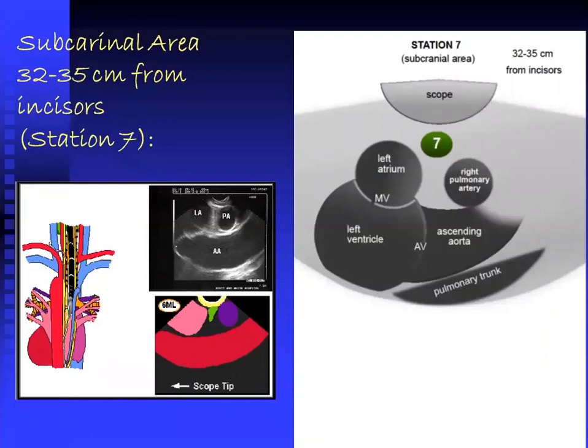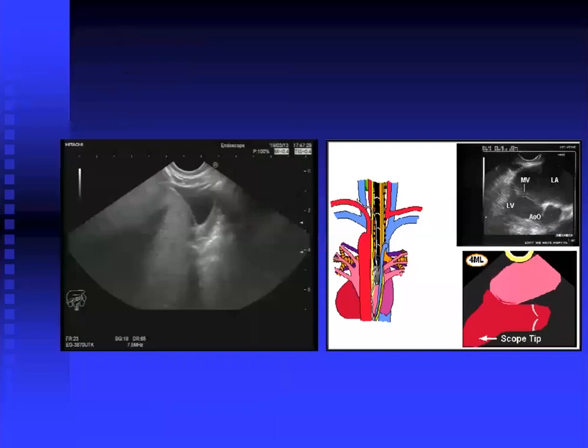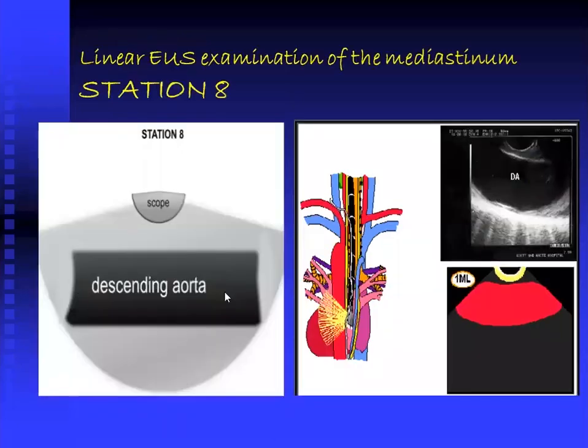I saw station 9 and then station 7. I'd like to see station 8. Station 8 is at that level. I turn anti-clockwise or clockwise 180 degrees, half of a circle, to the right or to the left. I will see a very important landmark, which is the descending thoracic aorta. Here, this is the descending thoracic aorta, and station 8 is in between the scope and the descending thoracic aorta.